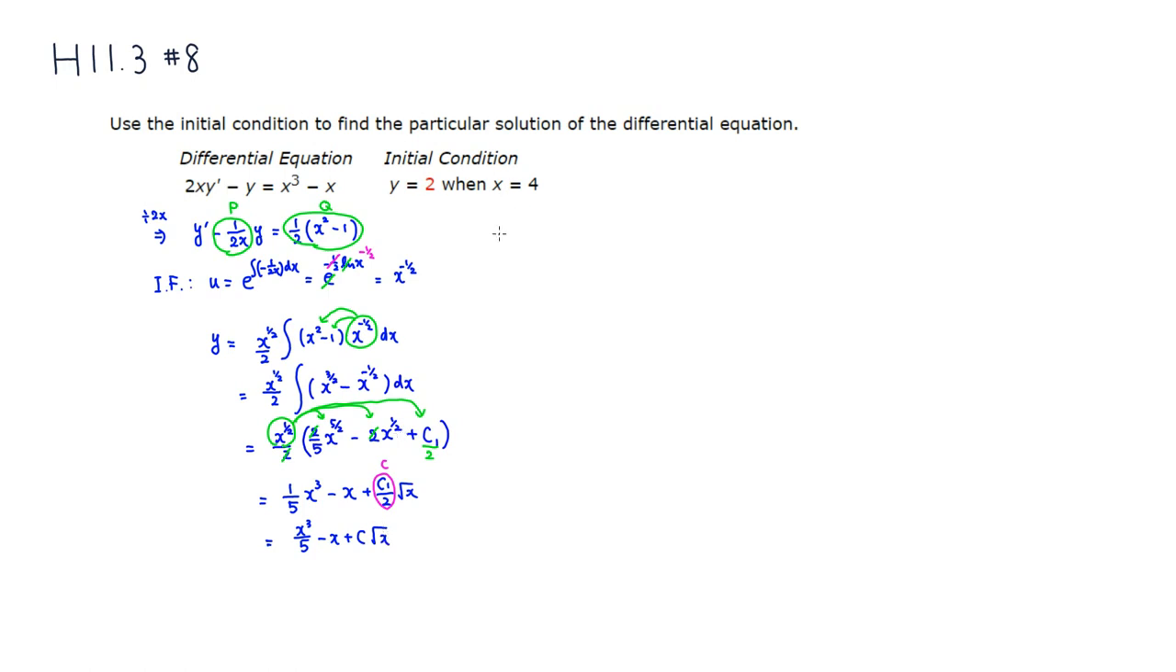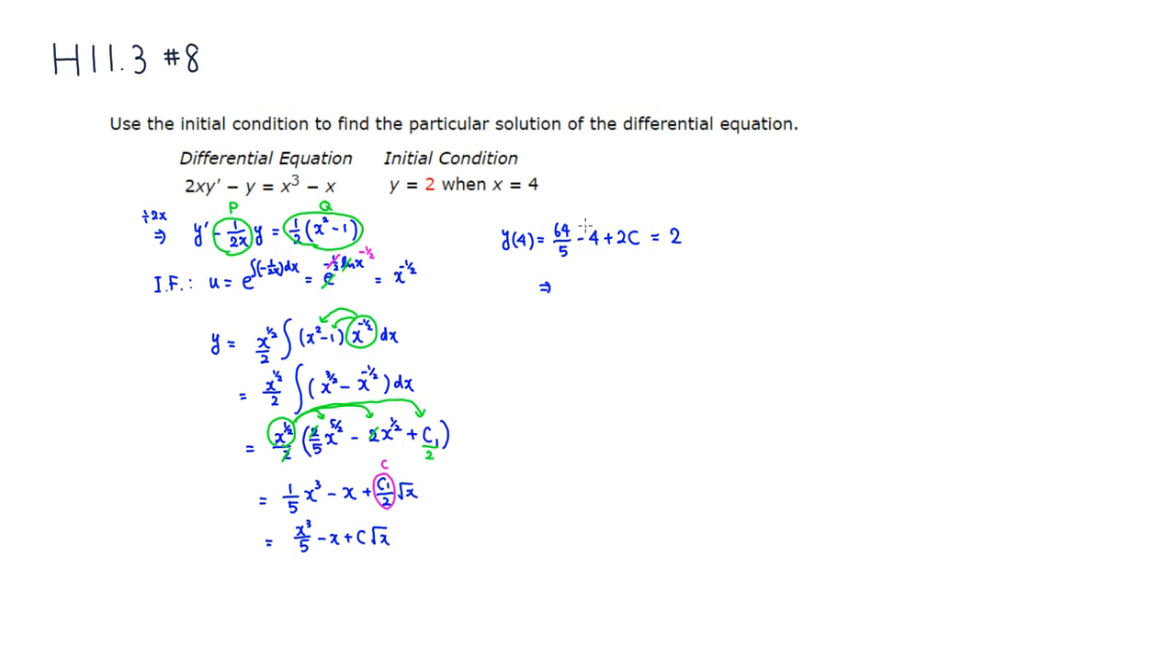When x equals 4, so y of 4, let's plug in 4 there. You have 4 cubed, so 64 over 5, minus 4, plus c times square root of 4, which is 2, so it's actually 2c. I'm going to write it as 2c, and it's supposed to be equal to 2.